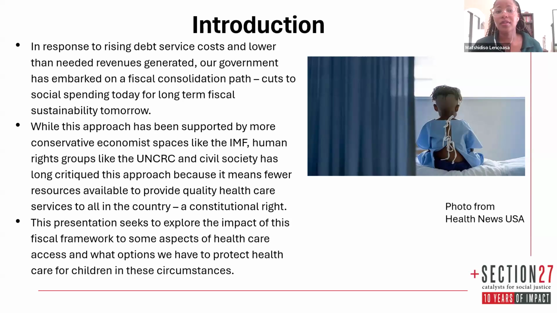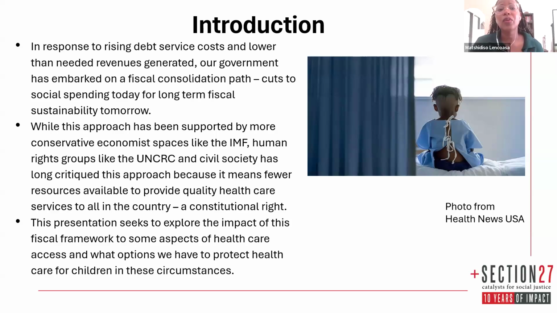So the government's response to the issues that we're facing is to undertake a path of fiscal consolidation, which we see as a really fancy way of saying austerity. This is an austere path because it proposes cuts to social spending today, so that we can hopefully one day in the long term have fiscal sustainability tomorrow. And I think Haroon has also captured that it has been found to worsen inequality, poverty, and all of those issues in the short term. And we would like to see what happens in the long term.